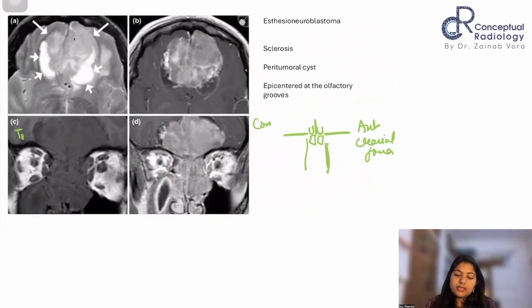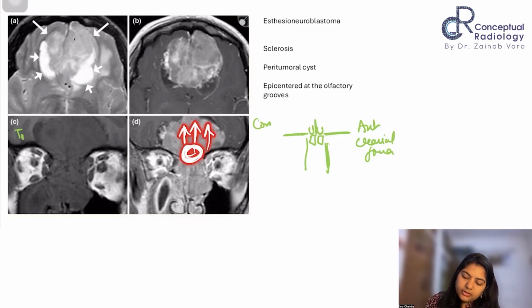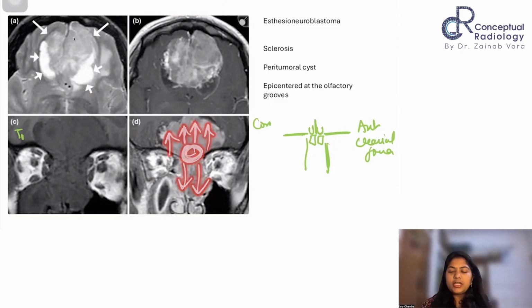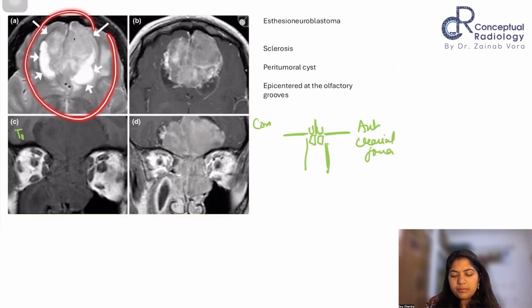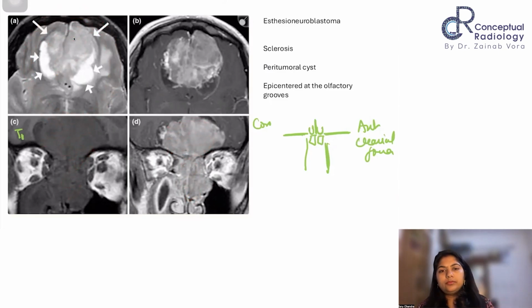What happens here is that you're going to find peritumoral cysts, and it is going to be epicentered at the olfactory grooves. Takes origin from the olfactory bulbs. Right? So this is the epicenter of the tumor, extends both ways, intracranially as well as into the nasal cavity. So this is a very good example where you see peritumoral cyst, bright on T2, homogeneously enhancing, and T1 hypo. Got it? This is esthesioneuroblastoma.